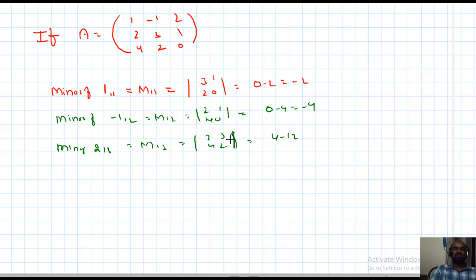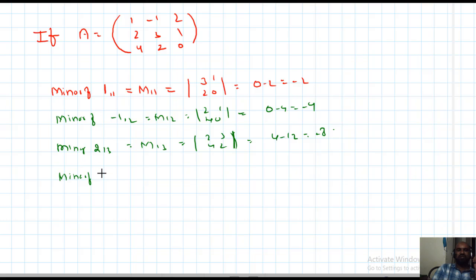I think 12 is correct. Please cross check my calculations. Sometimes I will make mistakes. Okay, so the minors of the entire first row are completed. Now the second row I want to take. Minor of.